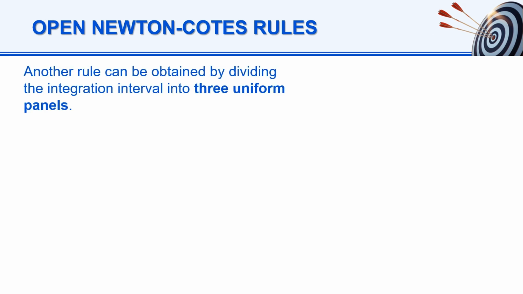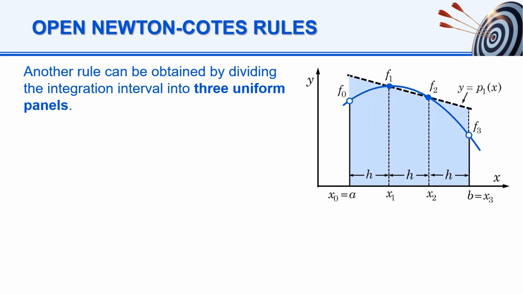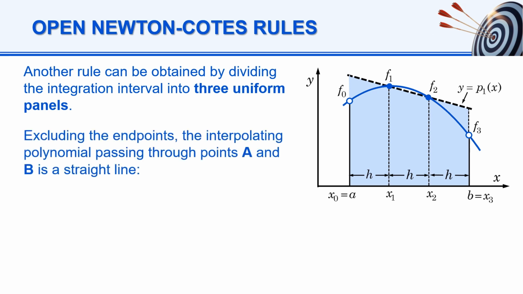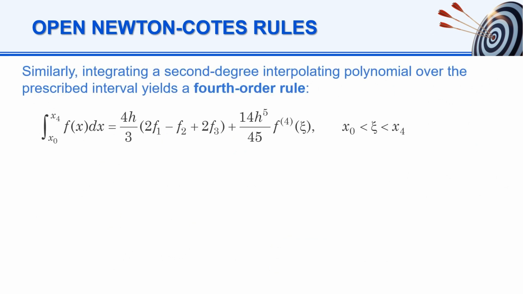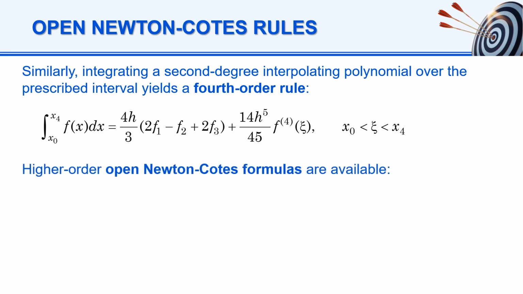Another rule can be obtained by dividing the integration interval into three uniform panels. Excluding the endpoints, the interpolating polynomial passing through points A and B is a straight line. So, integrating p1(x) from x0 to xn gives the following rule, which also has a third-order local truncation error. Similarly, integrating a second-degree interpolating polynomial over the prescribed interval yields a fourth-order rule. Higher-order open Newton-Cotes formulas are also available. Here are a few more.